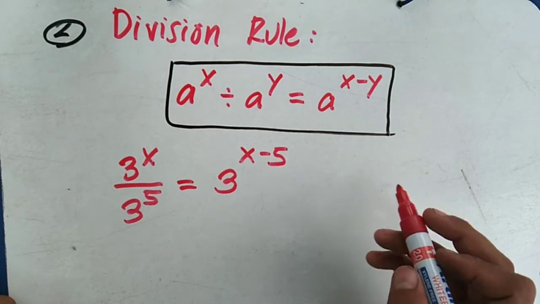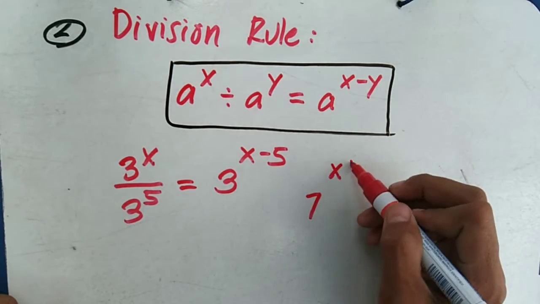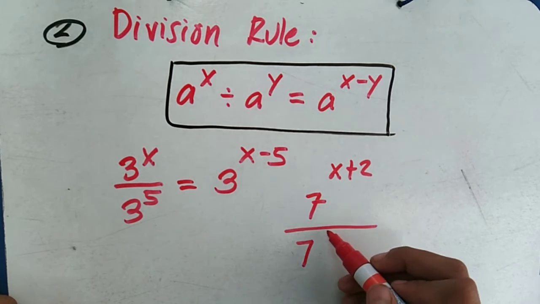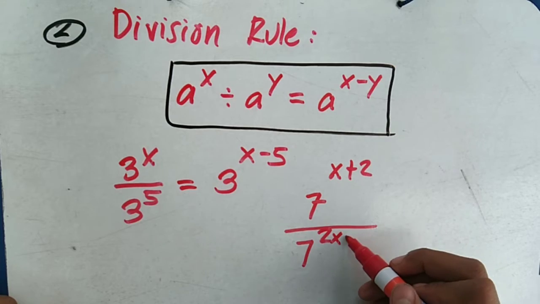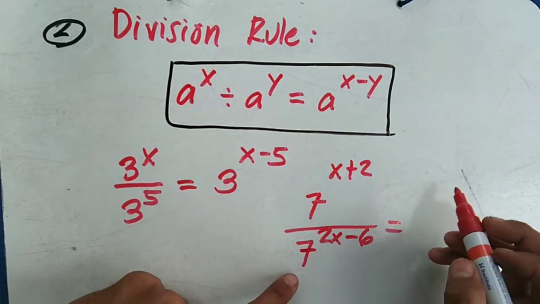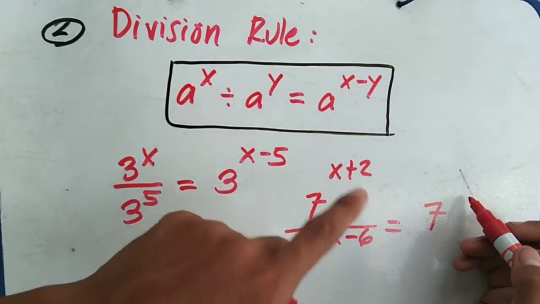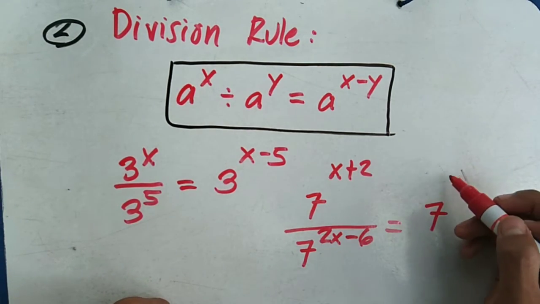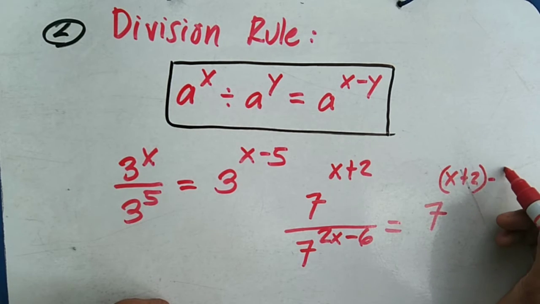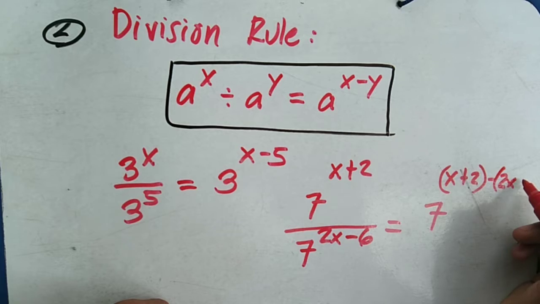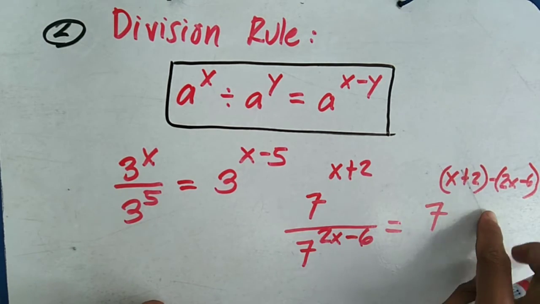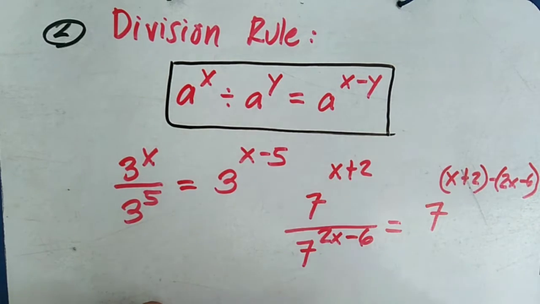Another example, 7 raised to x plus 2 over 7 raised to 2x minus 6. So, paano ba natin ito ma-solve? Since same yung base, copy, and ima-minus natin kasi divide. So, x plus 2 minus 2x minus 6. And this is the answer. So, kahit wag na muna natin siya i-simplify.